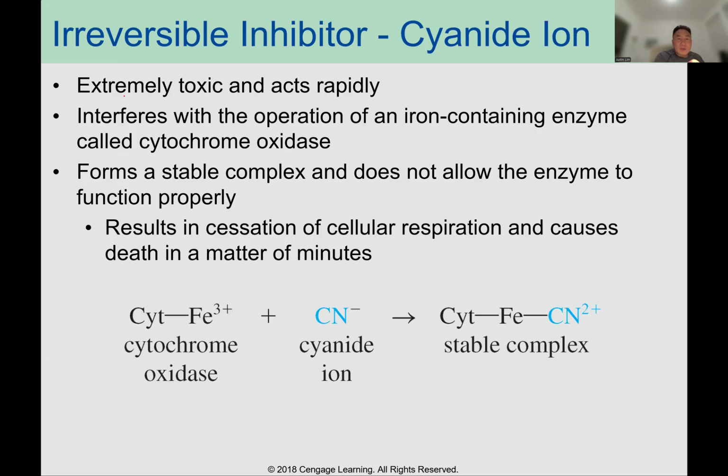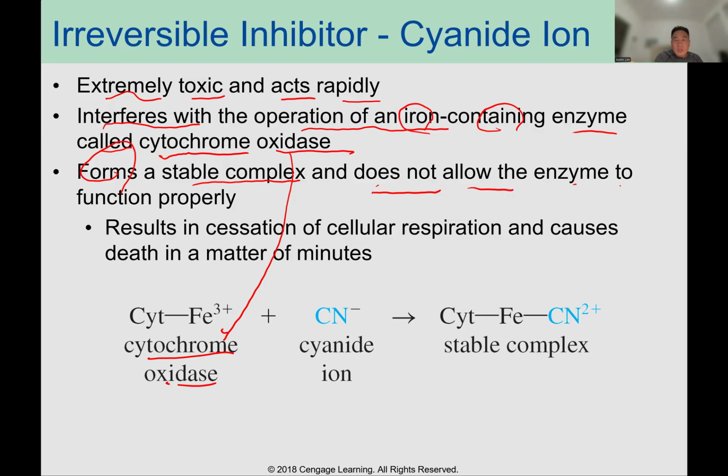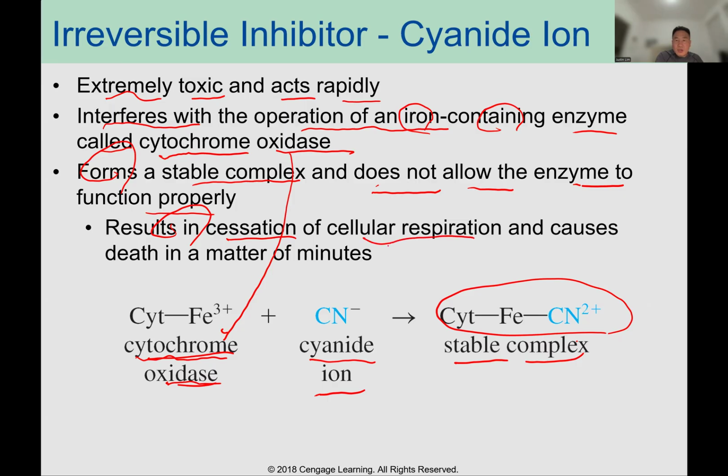So cyanide ion is extremely toxic and acts lethally. It interferes with the operation of an iron-containing enzyme called cytochrome oxidase. This one, cytochrome oxidase. It forms a stable complex and does not allow the enzyme to function properly. So cytochrome oxidase reacts with cyanide ion to generate a stable complex, resulting in cessation of cellular respiration and causing death in a matter of minutes.